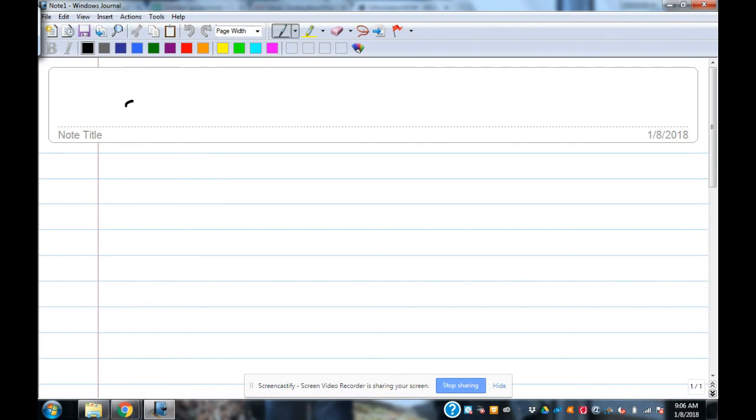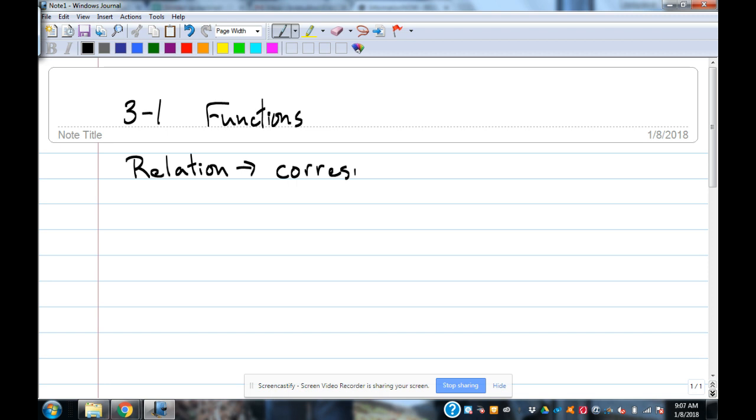All right, guys. Section 3.1, we're going to be talking about functions and all kinds of stuff about functions today. The first thing we're going to talk about is before something can be called a function, it's a relation. And a relation is just a simple correspondence between two sets.